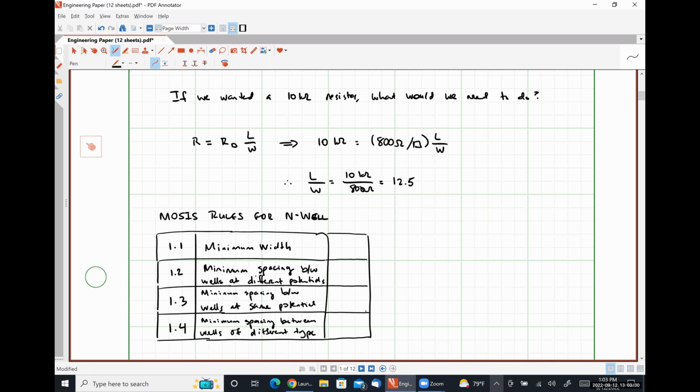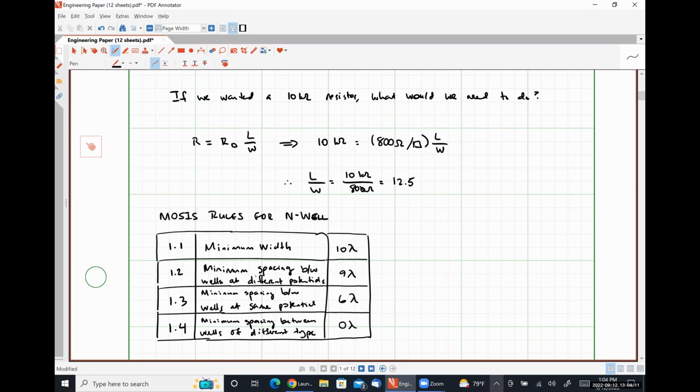Okay. So for the scalable CMOS, we have 10 lambda as the minimum width, 9 lambda as the minimum spacing between wells at different potentials, 6 lambda as the minimum spacing between wells at the same potential, and 0 lambda as the minimum spacing between wells of different type. Is there a reason that needs to be explicit? We're going to talk about all of those right now as to why these rules are set in place, actually. Yeah, so I will answer your question.